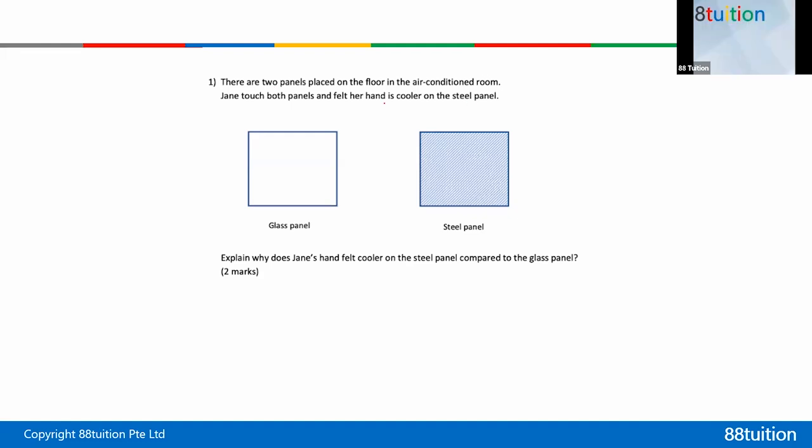We have two panels on the floor in an aircon room. Jane touched both panels and felt her hand is cooler on the steel panel. Explain why Jane's hand feels cooler on the steel panel compared to the glass panel. I'm going to draw Jane's hand here. She's touching both panels at the same time. Please remember that both panels are in an aircon room.